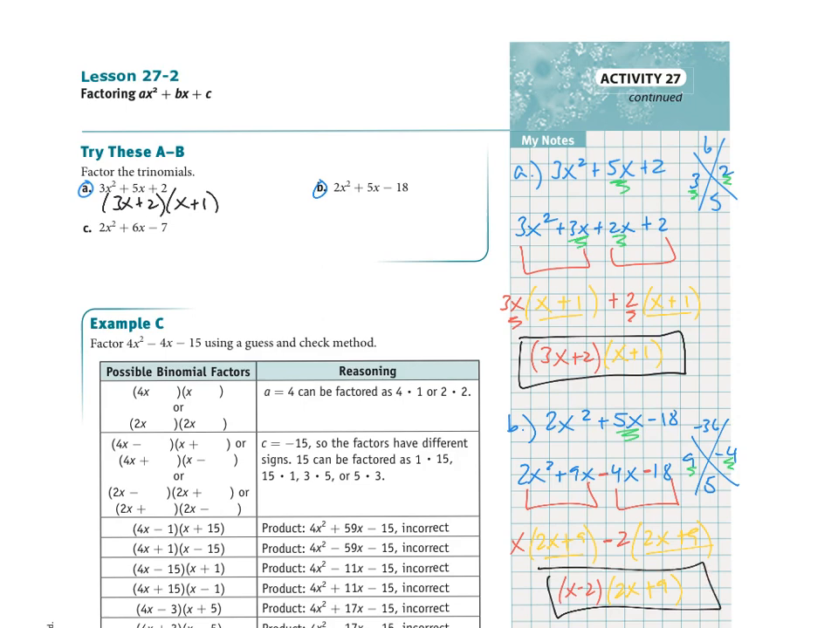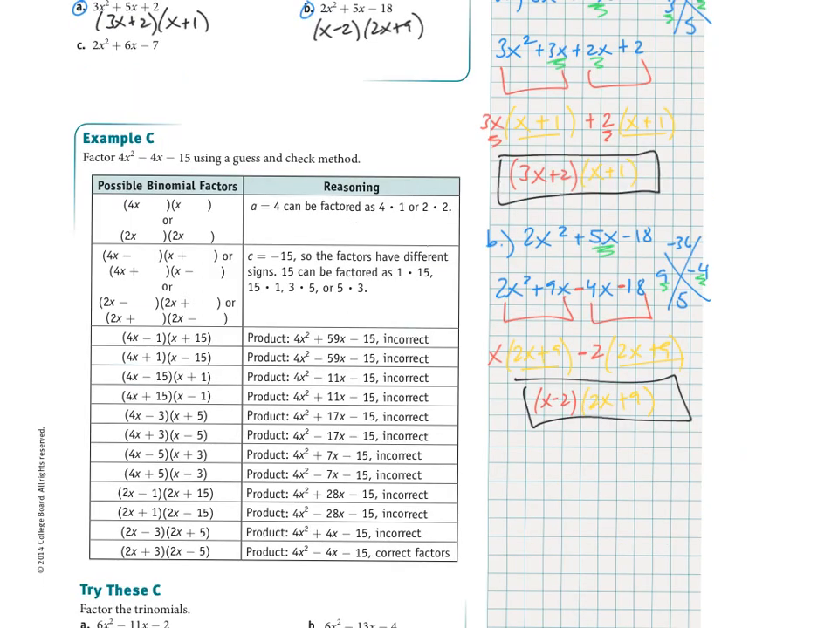Let's go ahead and write down our answer up here. So we have x minus 2 times 2x plus 9. Like I said, if you put the 2x plus 9 first before the x minus 2, that's okay. Doesn't matter. All right, let's go ahead and try part C up here now.